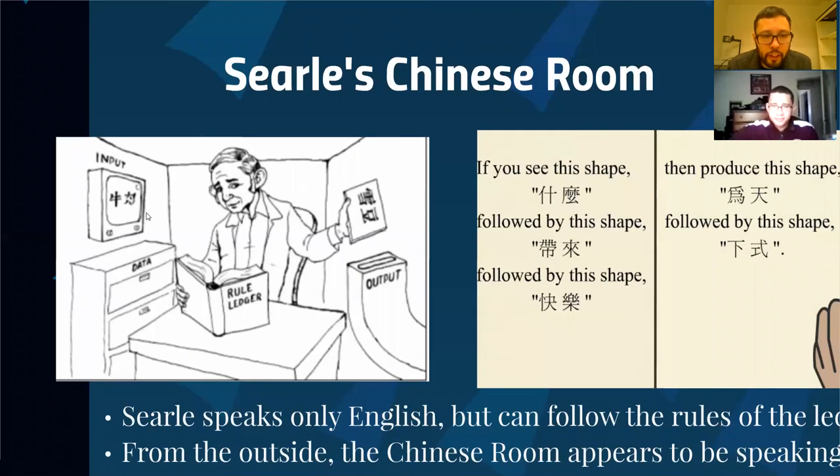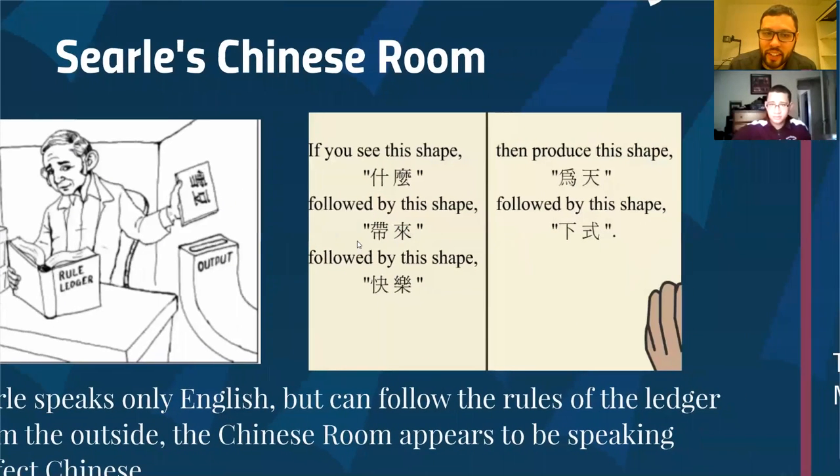And if the rule book is good enough, then anyone outside of the room is going to think that whatever's inside the room can speak Chinese. Because look, I asked it a question in Chinese and it gave me the sensible Chinese response. So the input and output relationships look just like you would expect from a Chinese speaker. But inside the room, there's no Chinese understanding at all, Searle says.